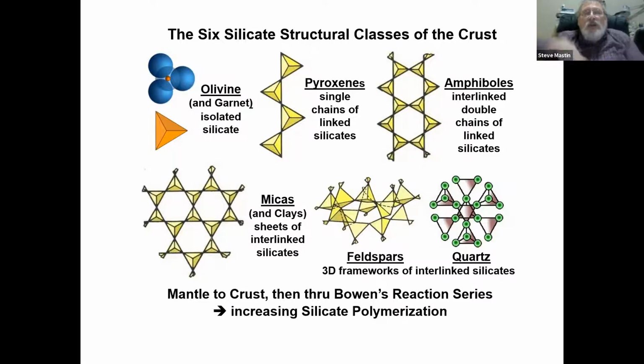It's easy to see that the feldspars can keep going in all directions in this three-dimensional interlinked framework. The quartz one's a little harder to see, and it's actually a spiral of interlinked silicates. So it's three-dimensional, but in a funny way. In any event, what we've seen is that you go from mantle to crust and then through Bowen's reaction series, increasing silicate polymerization along the way. So that's a pretty straightforward process.